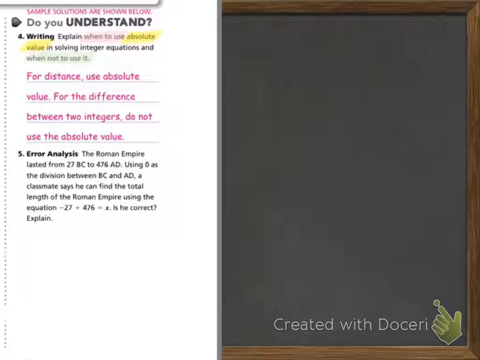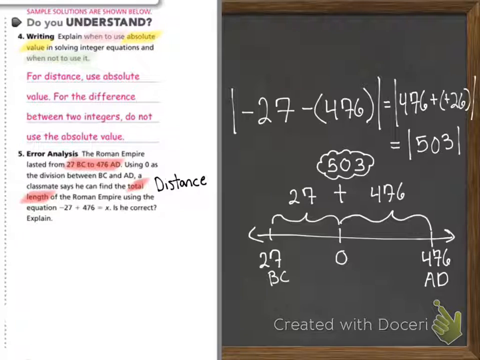All right. Error analysis number 5. The Roman Empire lasted from 27 BC to 476 AD. Using 0 as the division between BC and AD, a classmate says he can find the total length of the Roman Empire using the equation negative 27 plus 476 equals x. I'm going to assume it means x is the length of the empire's life. Is he correct? Explain. So let's look at that.